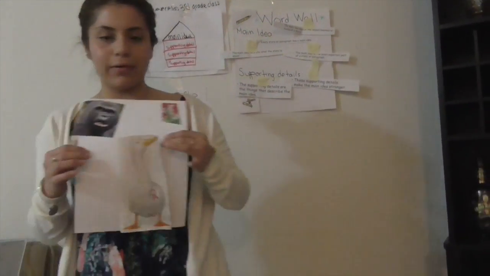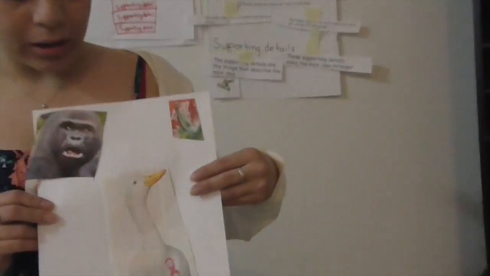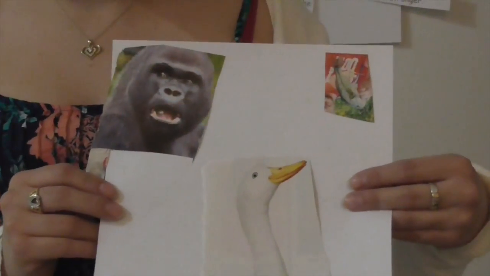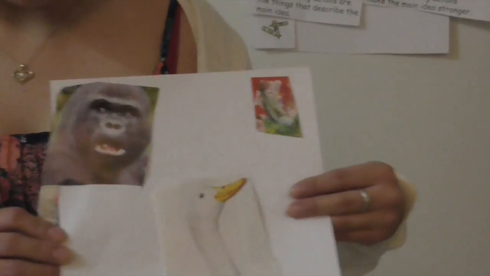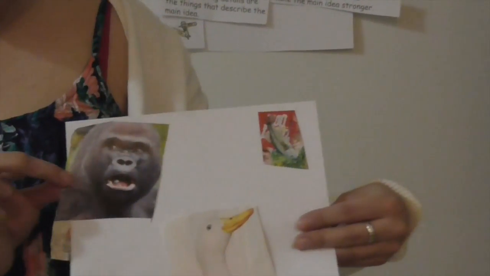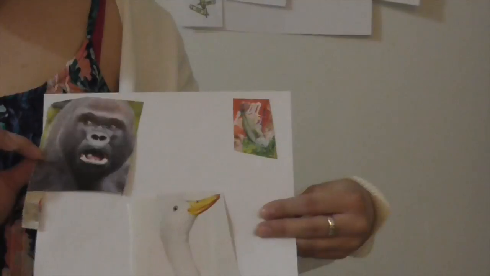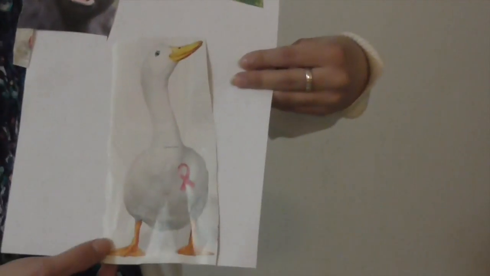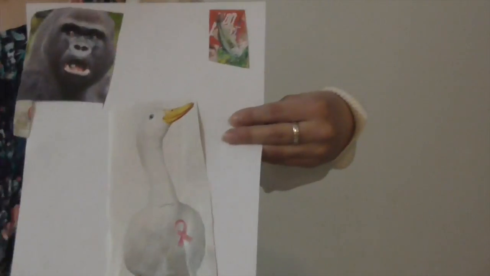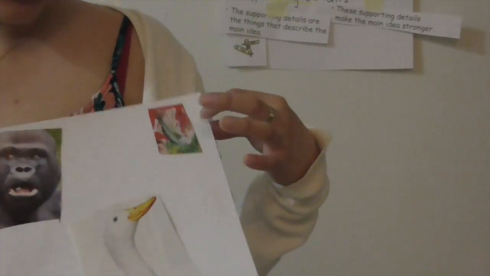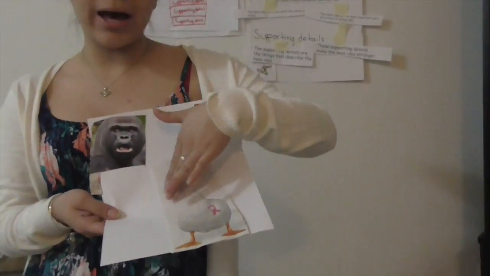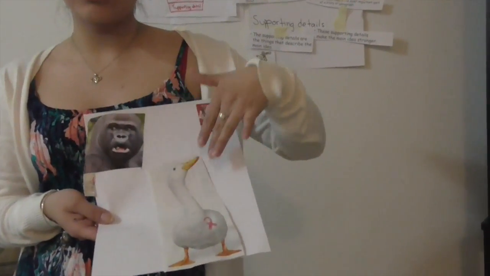I have another pair of 3 animals. Can anybody tell me what animals these are? Go, Eric. Is the one on the top, is that a monkey? That's a gorilla. Oh, okay. And that one's a duck. A duck. And how about this? That's a fishy. That's a fish, right.